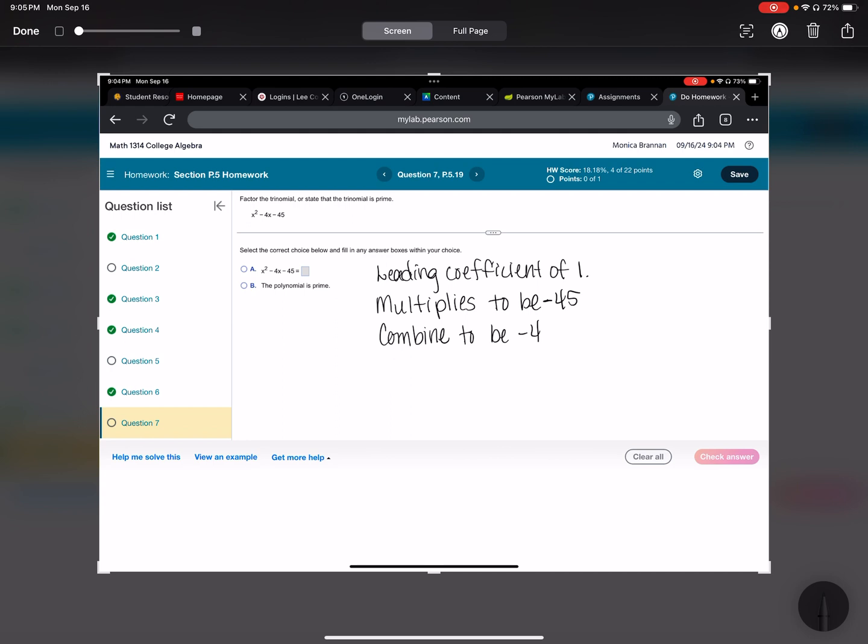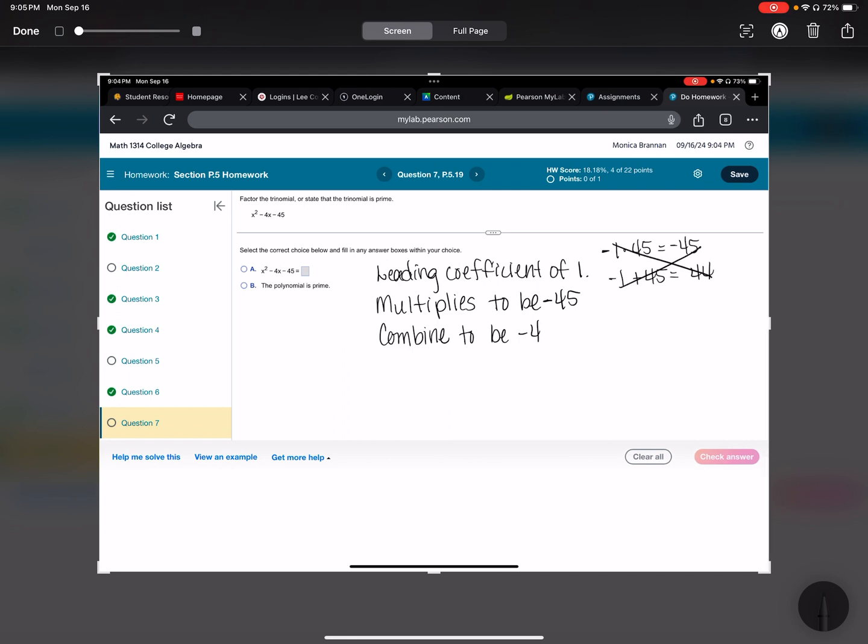Okay, so let's think about it. Well, there's a 1 and there's a 45. And that makes a positive 45, but I need a -45, right? So let's make the 1 negative. And that's going to give me a -45. But -1 plus 45 equals 44. So that's nowhere near close.